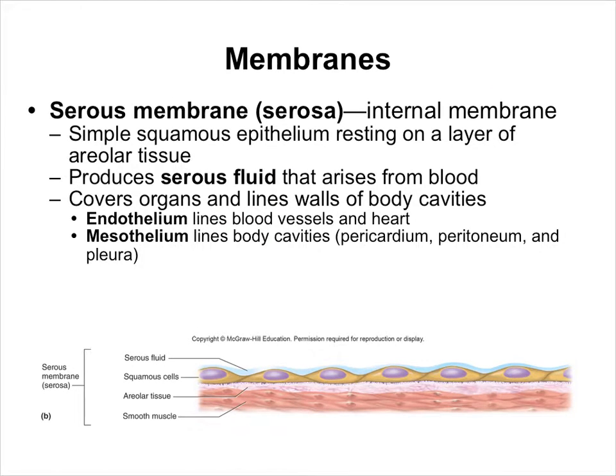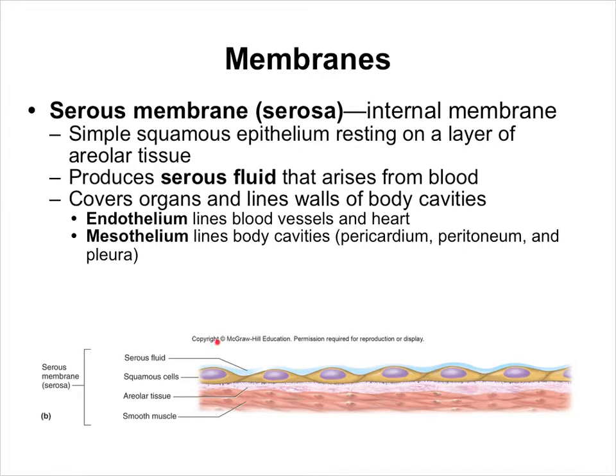Another example of a membrane is the serous membrane, or serosa. This is a simple squamous epithelial layer, so a single layer of squamous epithelial tissue resting on a thin layer of areolar tissue. So here you see simple squamous, thin layer of areolar tissue. That's basically the basement membrane right there. And this produces serous fluid.